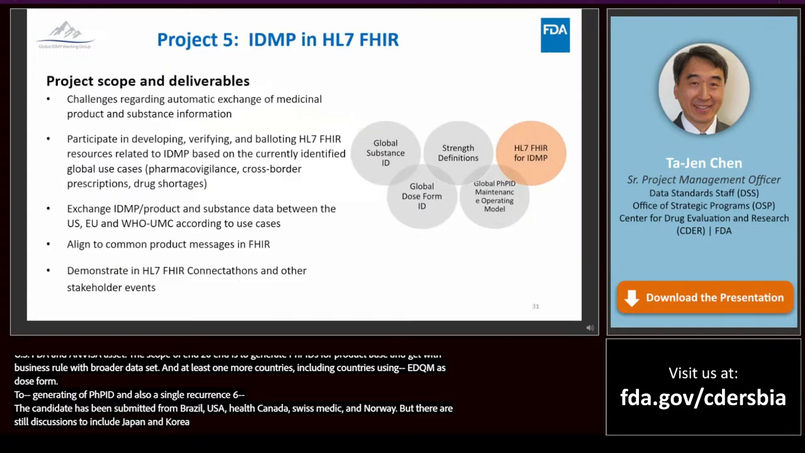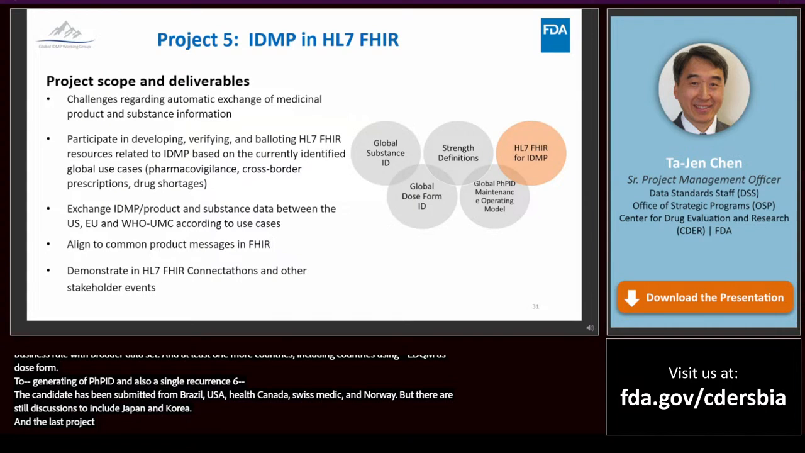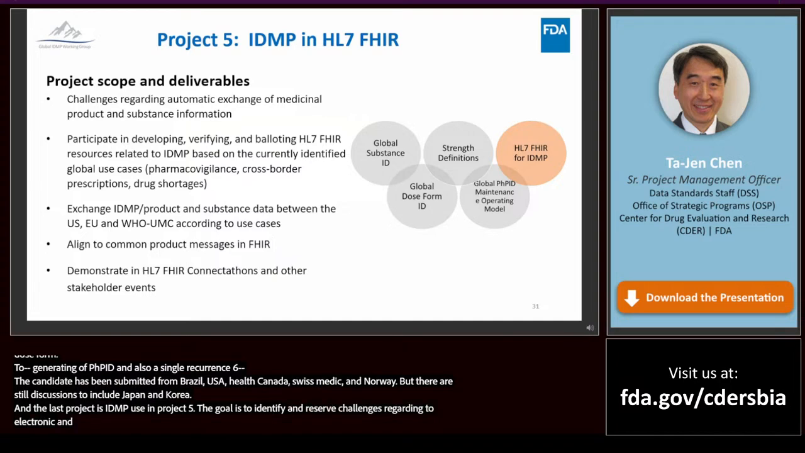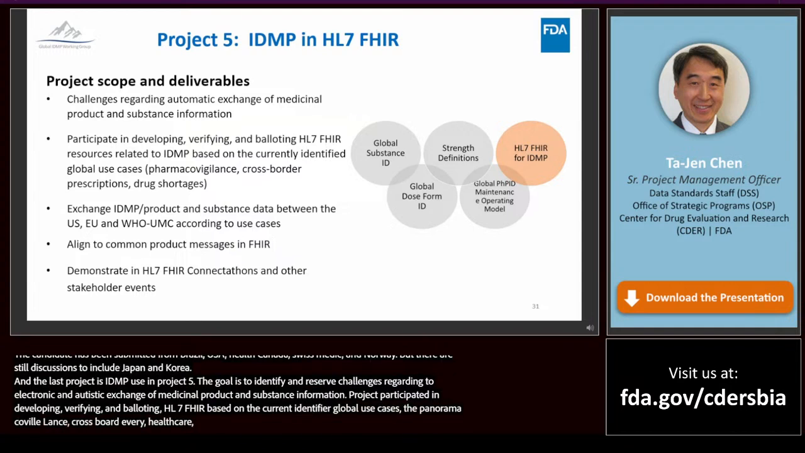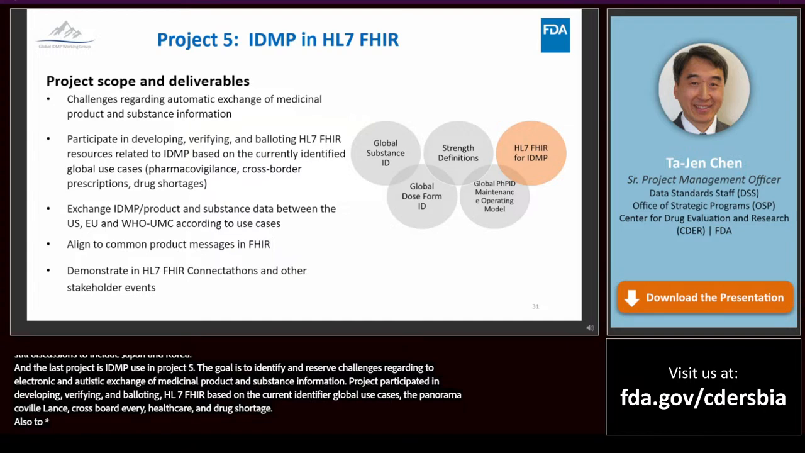And the last project is IDMP using HL7 FHIR message. The goal is to identify and resolve challenges regarding electronic and automatic exchange of medicinal product and substance information. Project team participated in developing, verifying, and balloting HL7 FHIR resources related to the ISO IDMP based on the current identified global use cases: pharmacovigilance, cross-border healthcare, and drug shortage. Also, to determine IDMP product and substance data set to be exchanged between US, EU, and WHO UMC according to the use case.